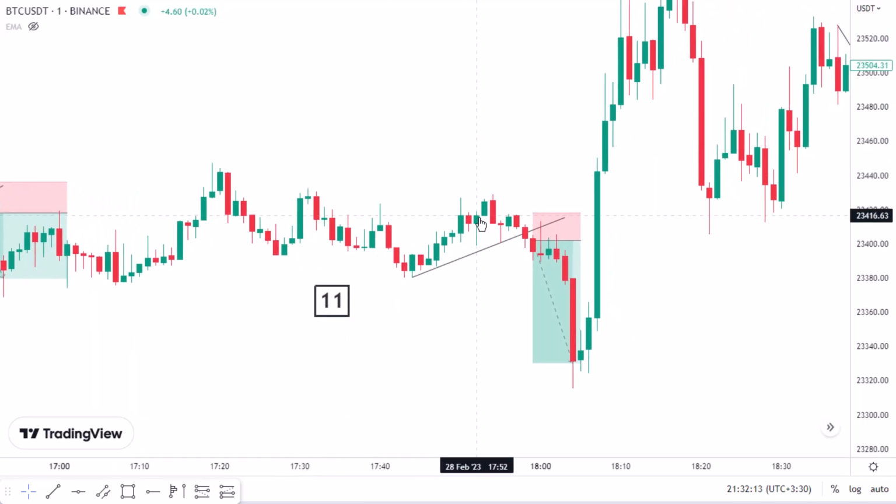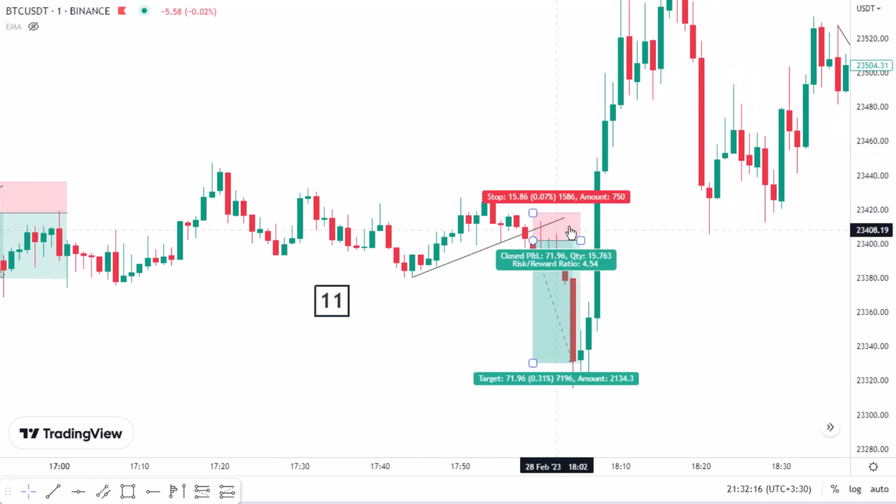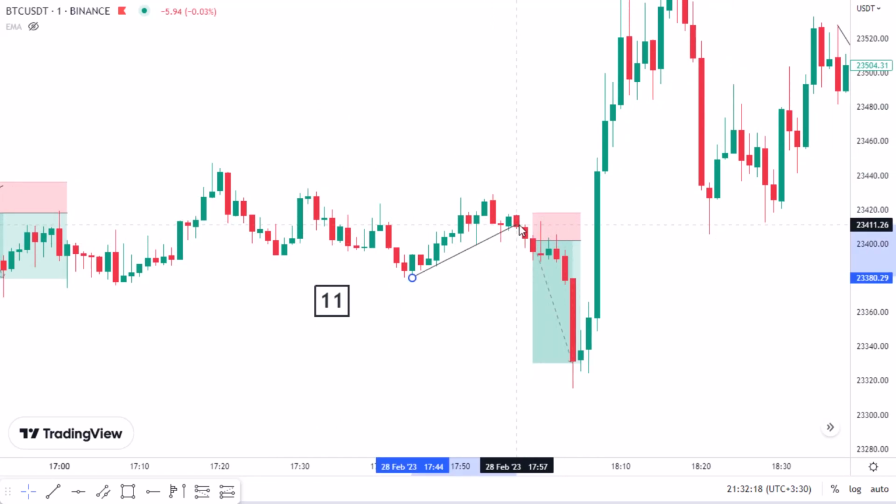On the trade 11, we have a trend line here with 2 touches. Actually, it was like this at the first time.